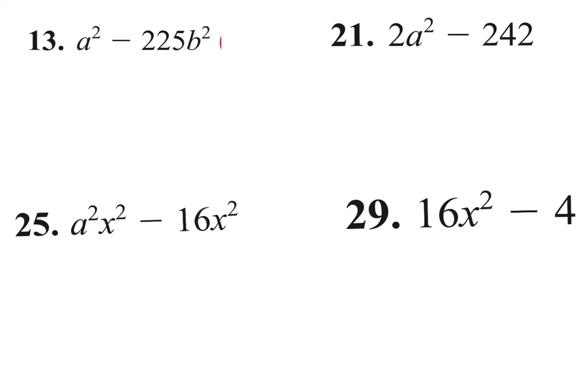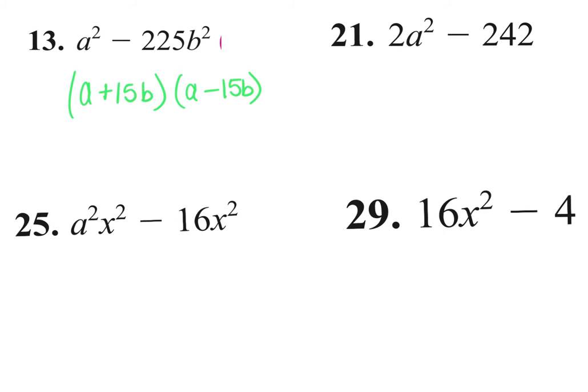Does a squared have a perfect square root? Yeah, it is a. What about 225b squared? 15. It's 15. So you should have gotten, yes, 15b. So you should have gotten a plus 15b and a minus 15b. And no, order does not matter as long as you have the plus or minus. You can do either one first.